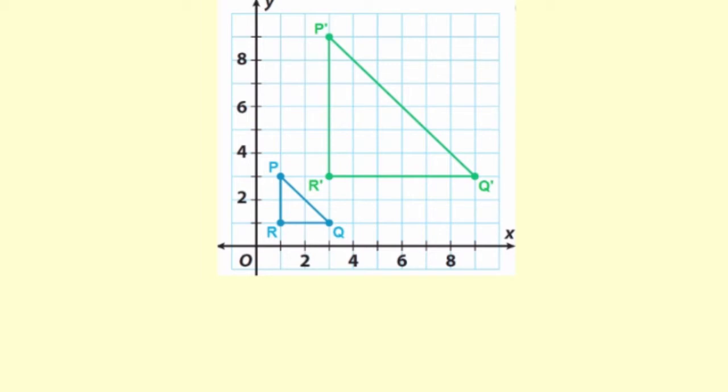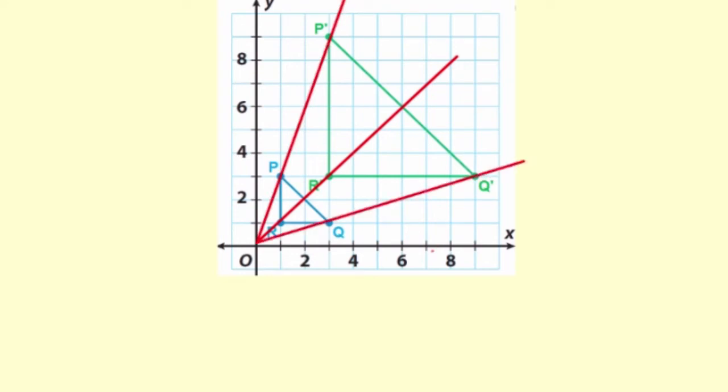Now the way you draw a dilation is you have a center of dilation, and then there are lines extending out, like this. So you can think of it as like a movie projector or something like that.